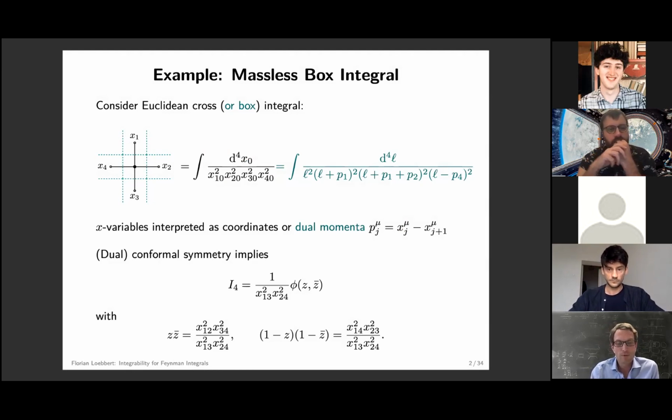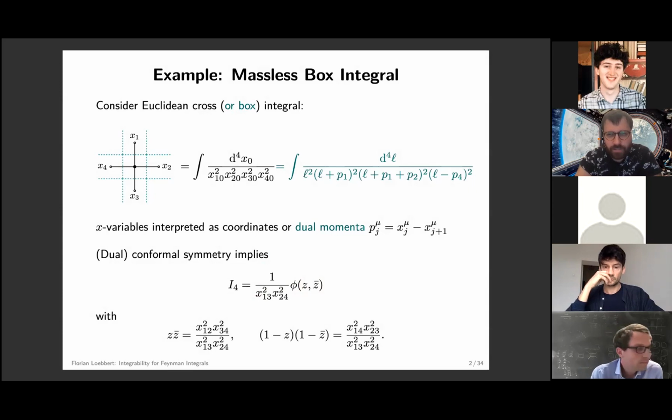In this talk, I will call it dual conformal symmetry because it's formulated in this dual x space. This conformal symmetry implies that we can write the integral in such a form where the function phi carries most of the non-trivial information, and we only have an overall prefactor that carries the conformal weight.